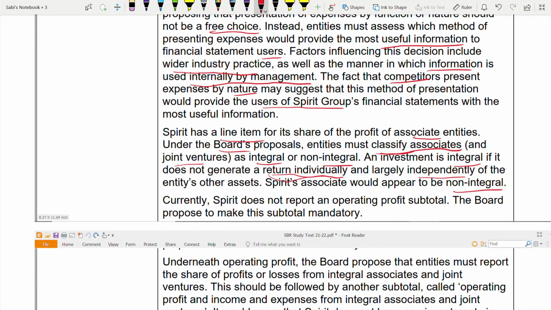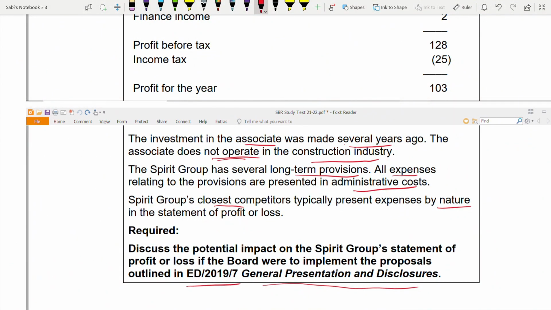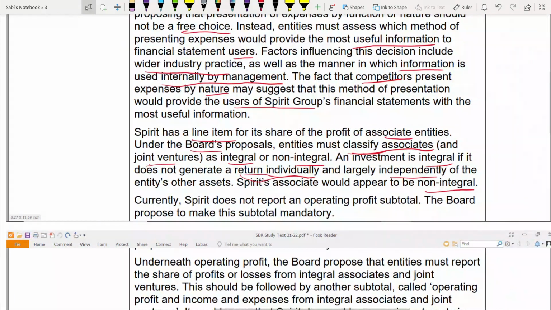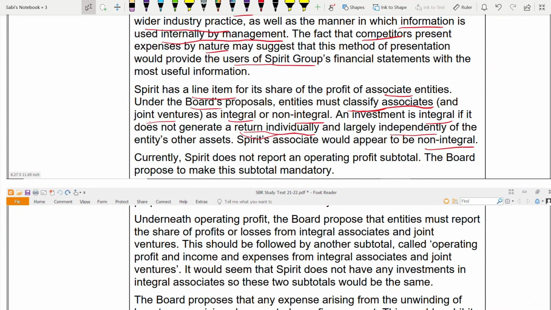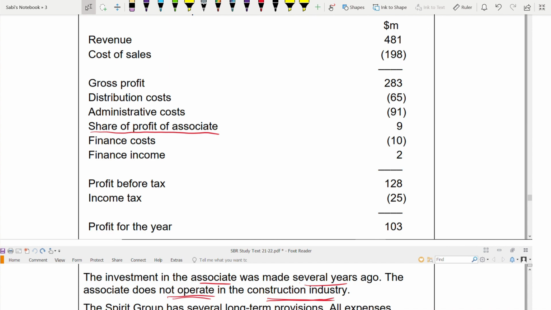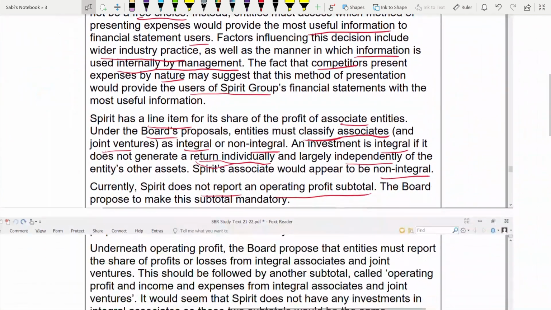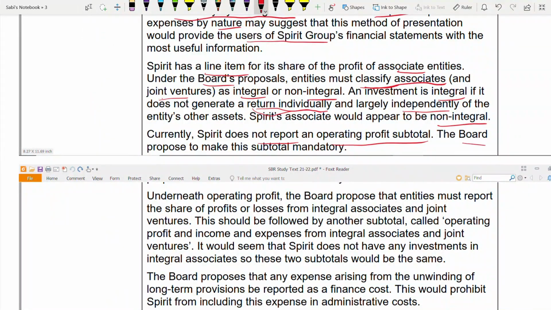Why is the associate non-integral? Because they say this does not operate in the construction industry, the associate. That means it gives returns from other industries also, not just construction. So it's non-integral. And if you see this one, they do not report an operating profit subtotal. Anywhere did they mention operating profit? No, they didn't. But what does the board say? You have to make this subtotal mandatory. That means operating profit, you mandatorily have to write it. But they didn't do it.